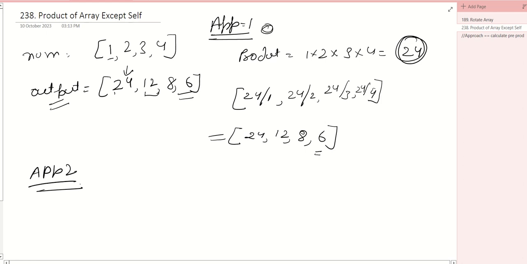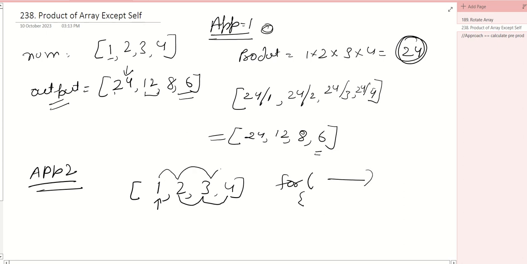So approach 2. In approach 2, what we can do, let me write over here 1 2 3 4. For this place, if you notice, it is basically the product of the other three. So what we can do is create two for loops. In the outer for loop, the product will be calculated for every element. Now for the inner for loop, what we will do is create the product.